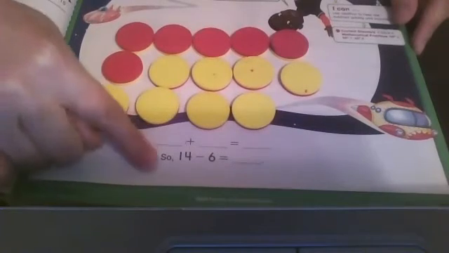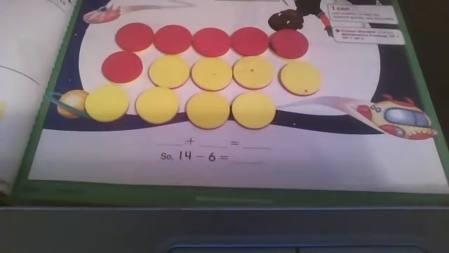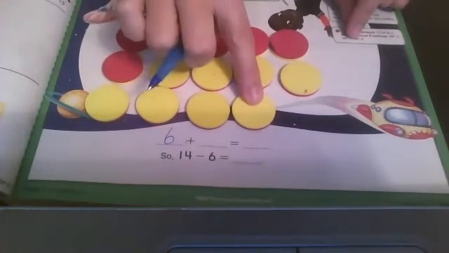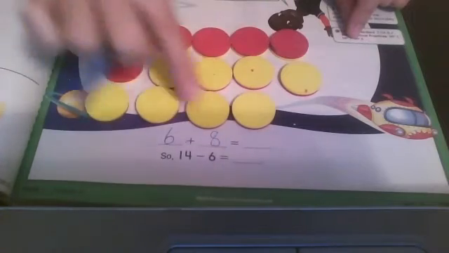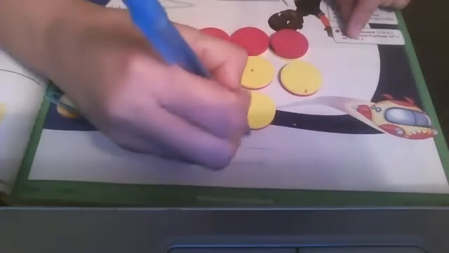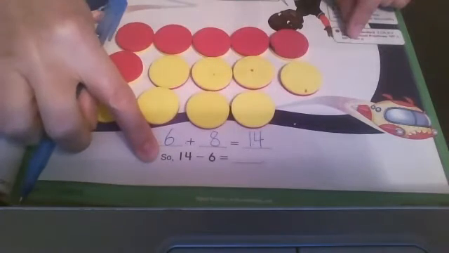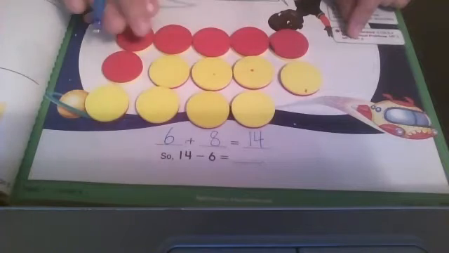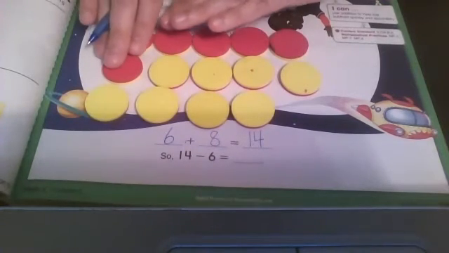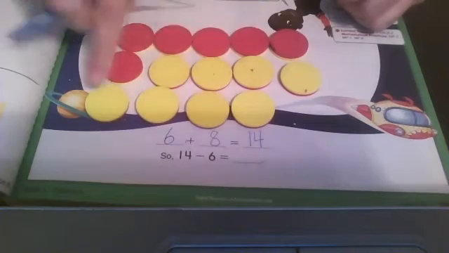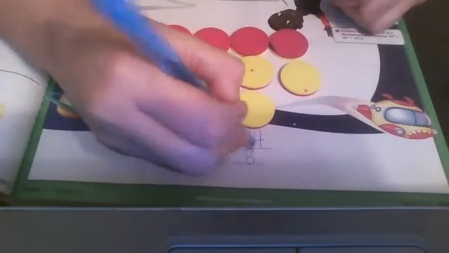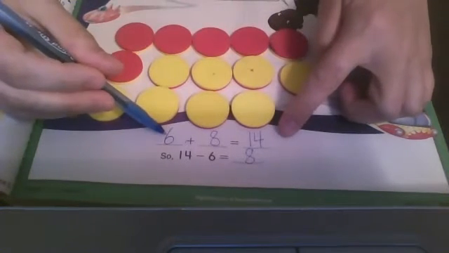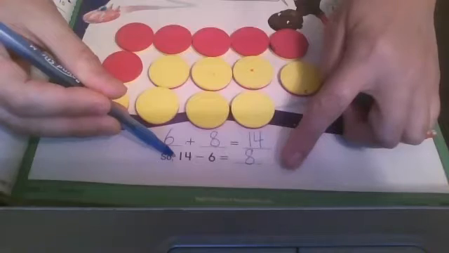So I can write it down here, the facts that I just did that are related. I know 6, there's my red, plus 8, there's my yellow, equals, altogether, right, I have 14. So another way to think about it is 14, right? I have 14 here, minus 6, if I took these red away, equals, how many yellow do I have? I have 8, okay? That is the related fact, a related addition fact that helps us with our related subtraction fact.